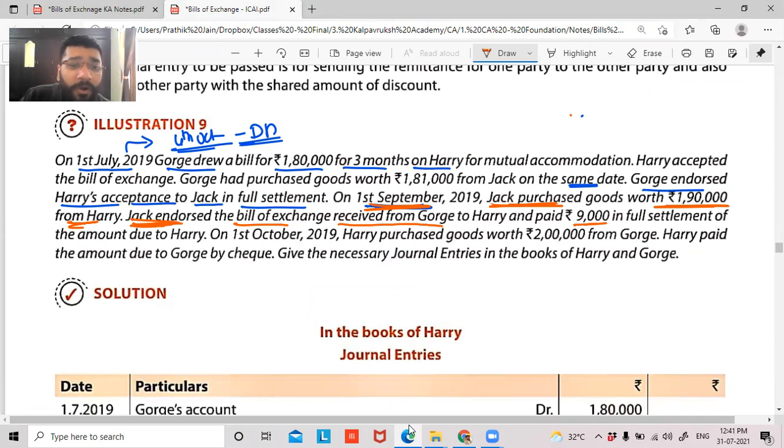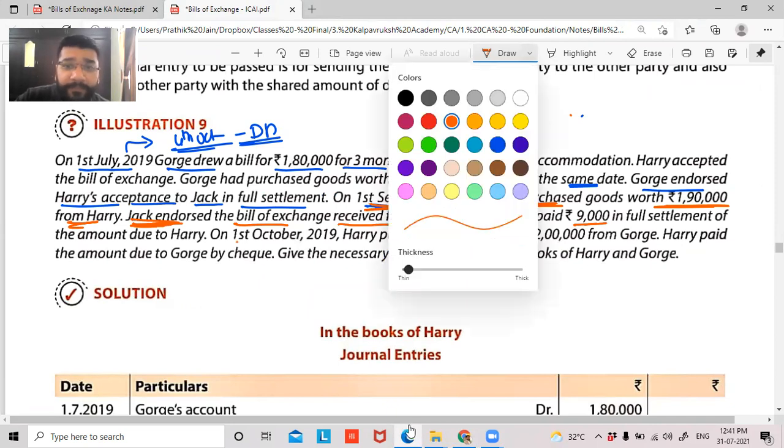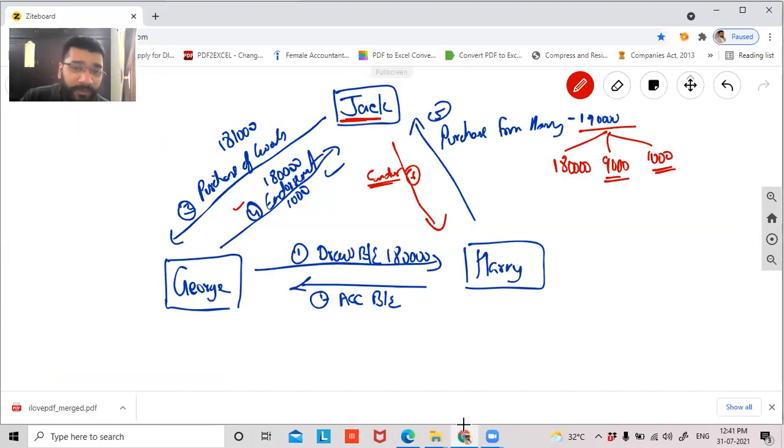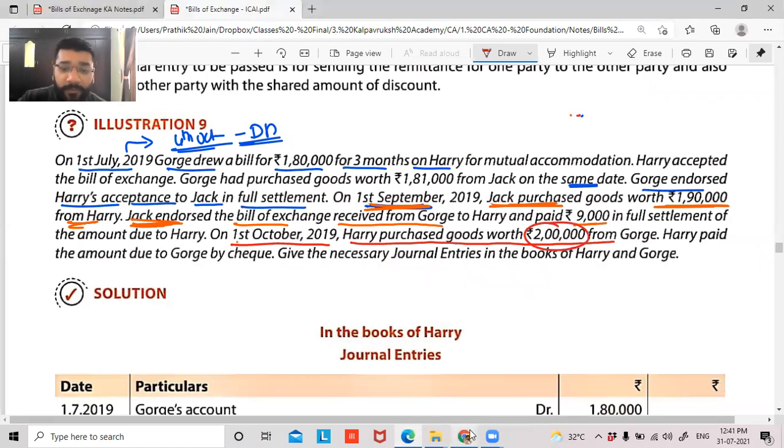Now on 1st October 2019, Harry purchased goods worth 2 lakh from Georgie. Now Harry is purchasing goods from Georgie. For what value? 2 lakh rupees.